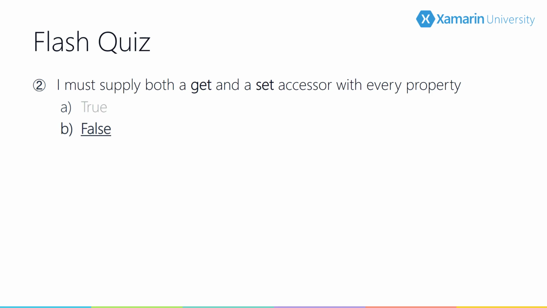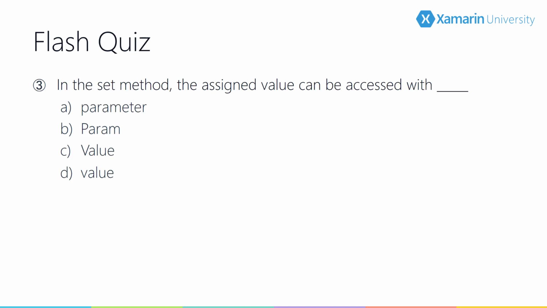And that is false. As we saw, we could create read-only properties by removing the set accessor. Number 3. In the set method, the assigned value can be accessed with what? So this is inside the set accessor of a property. And the answer here is D, the value keyword, for sure.